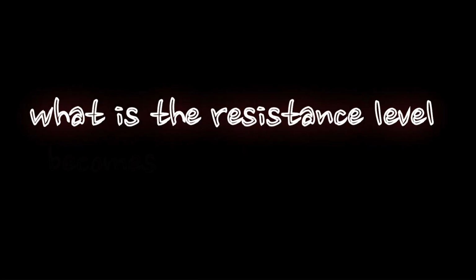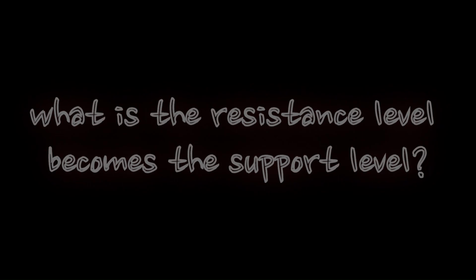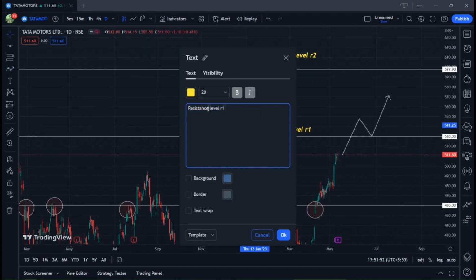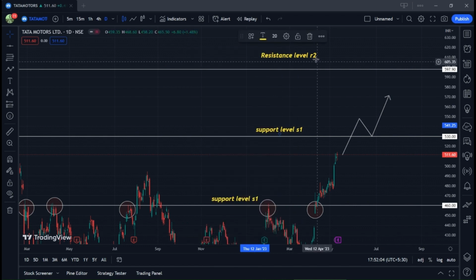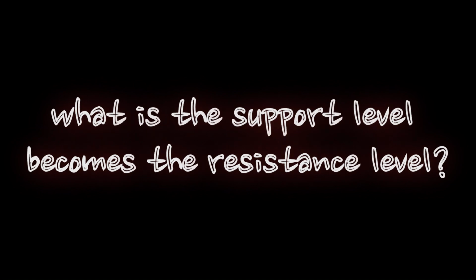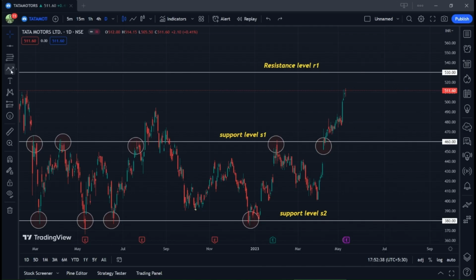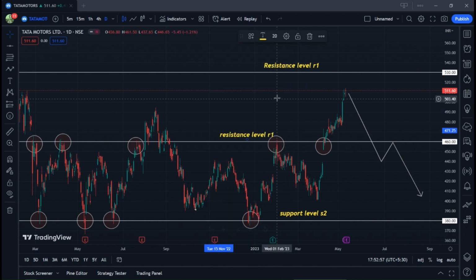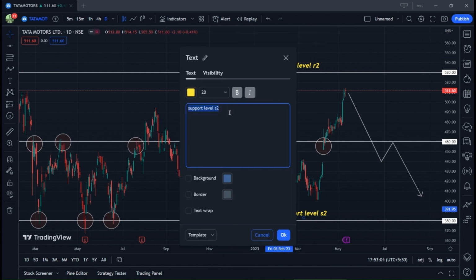What if the resistance level becomes the support level? Once the price breaks out above the resistance level, that resistance level becomes the support level, because after the breakout the price is now above that level. What if the support level becomes the resistance level? Same as for the breakdown concept, vice versa. Once the price breaks down the support level, that level becomes the resistance, because the price is below that level.